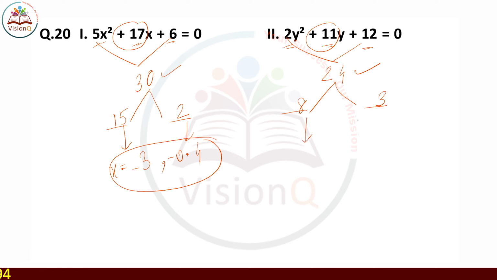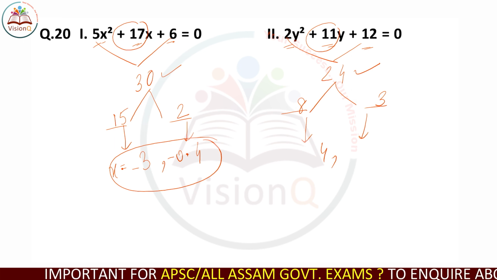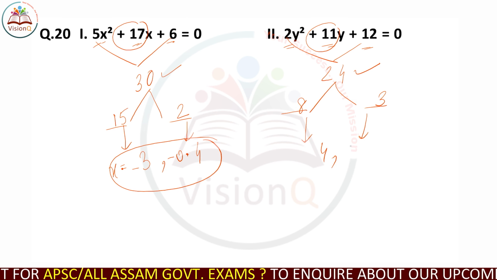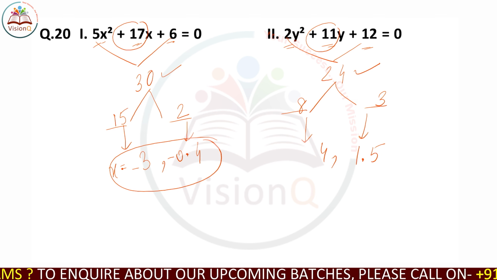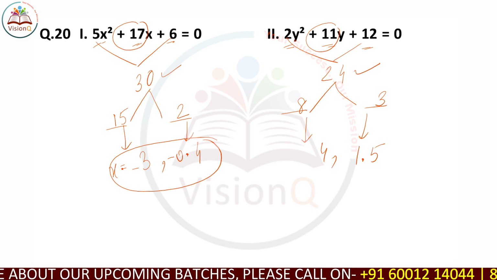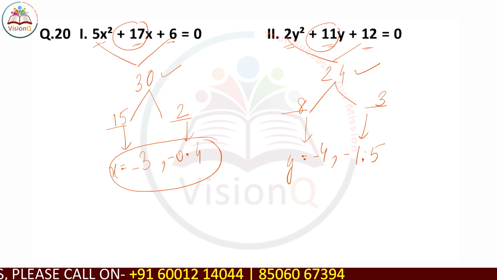In the next step, repeat the same process as in the last step. Divide by a and change the sign. If I divide 8 by 2, I get 4. And if I divide 3 by 2, I get 1.5. And change the sign. So plus plus becomes minus minus. So the values of y are minus 4 and minus 1.5.